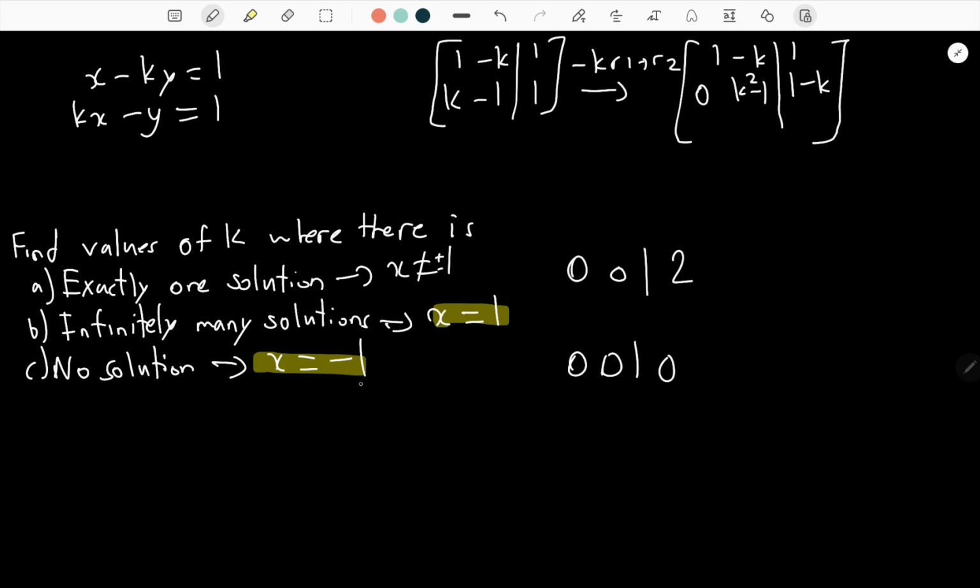If k is negative 1 then there's no solution, and if it's infinitely many solutions then k is 1, so all the other values give exactly one solution. So this is the way to do this type of question. For exactly one solution, k is not equal to plus or minus 1.